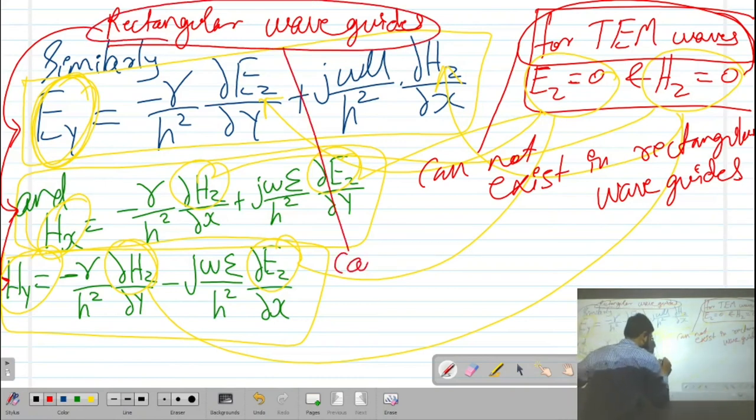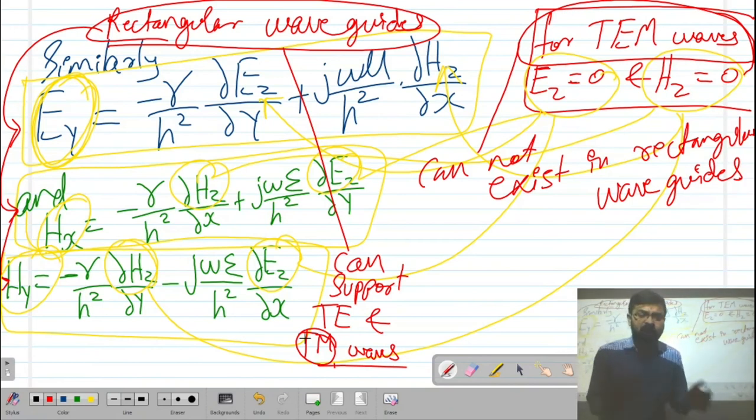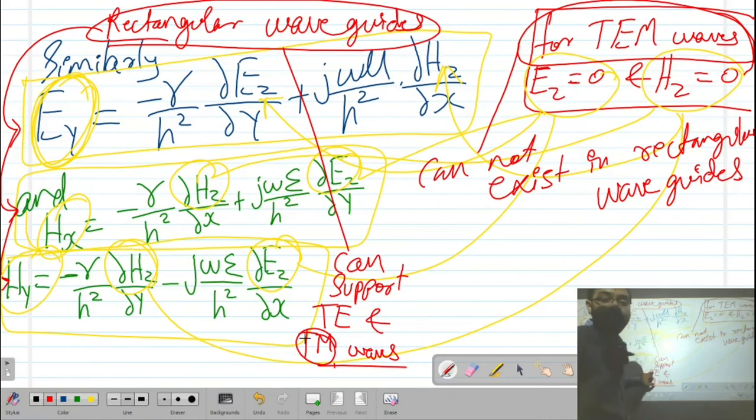Rectangular waveguides can support TE and TM waves, right? Rectangular waveguides can only support transverse electric and transverse magnetic waves. Both are separate modes. The transverse electric mode is the mode in which only the electric field is 100% perpendicular to the Z direction, that is nothing but the direction of propagation, while the magnetic field can have some vectors in the direction of propagation. In TM, vice versa, the magnetic field will be completely transverse. Transverse is nothing but perpendicular to the direction of propagation. So whether it is TM, the magnetic field will be perpendicular, or TE, the electric field will be perpendicular. The other field will have some component in Z direction, right? So this is all about the propagation of TEM waves in rectangular waveguides. Okay, thank you.